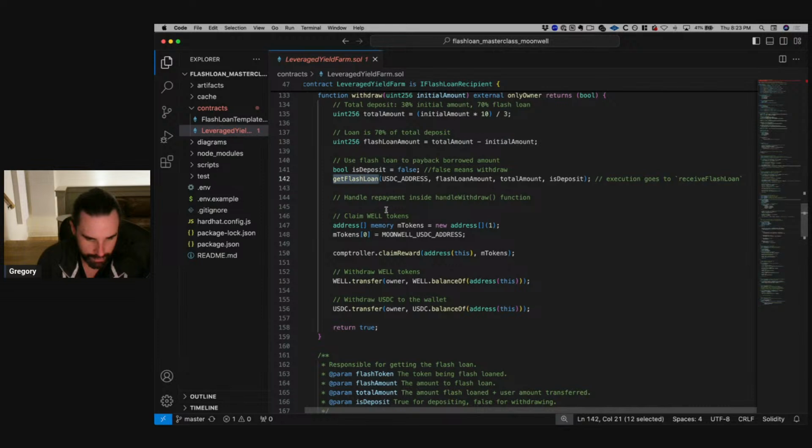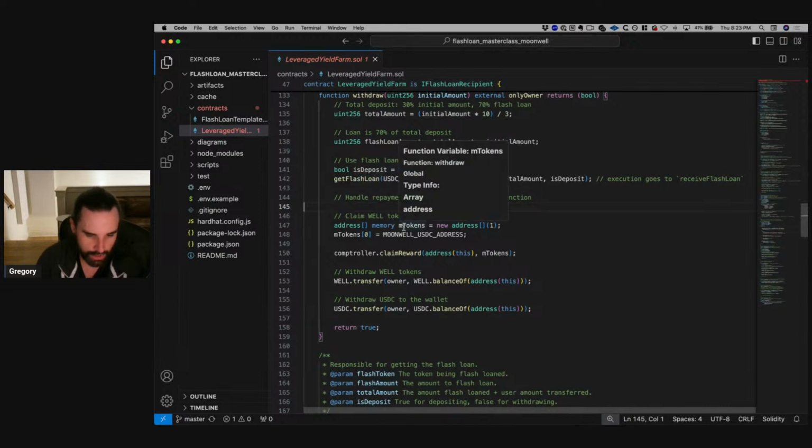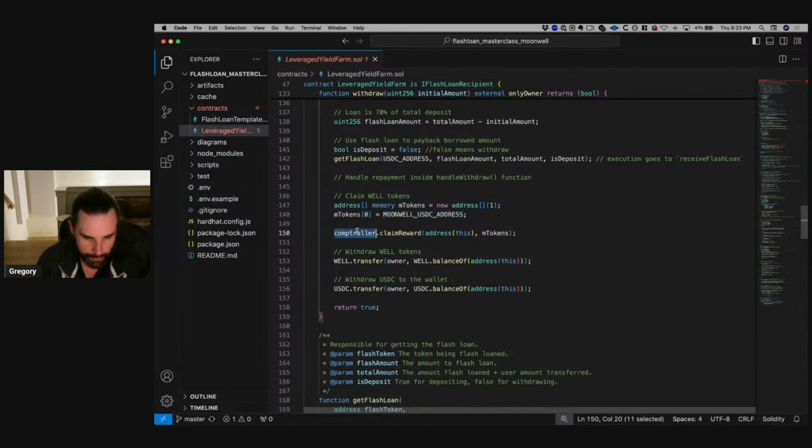So we did get flash loan. So now we're going to claim the well tokens. So basically we get the Moonwell USDC address. We do comptroller claim rewards, pass in the address of this, give it the M tokens. It's going to give the well tokens to this contract, and then we're going to transfer all the well rewards that we got directly to the owner. Okay. That's your developer wallet that was set in the constructor.